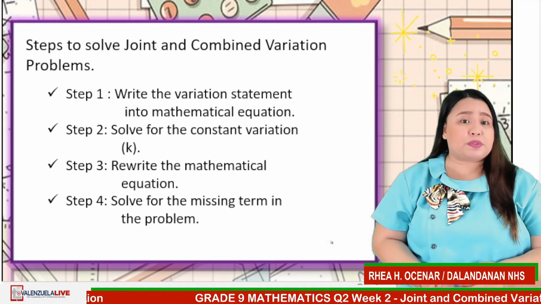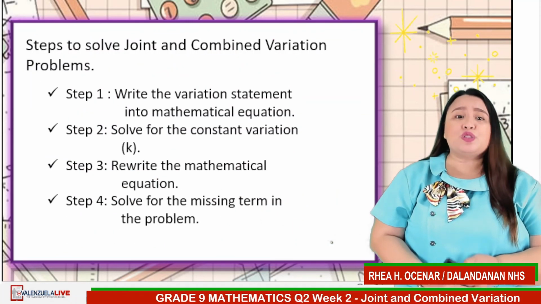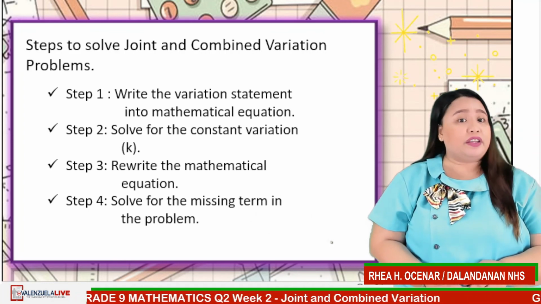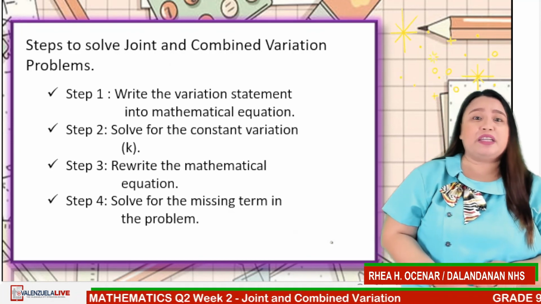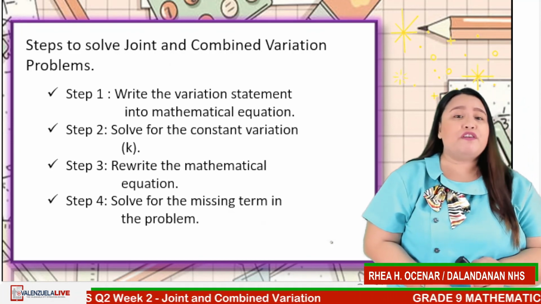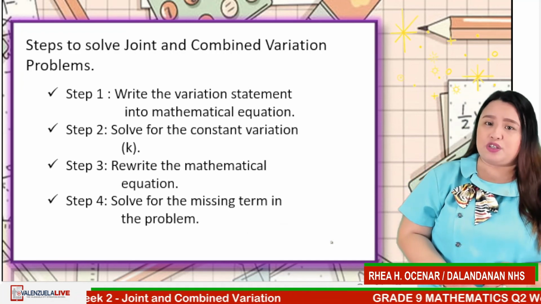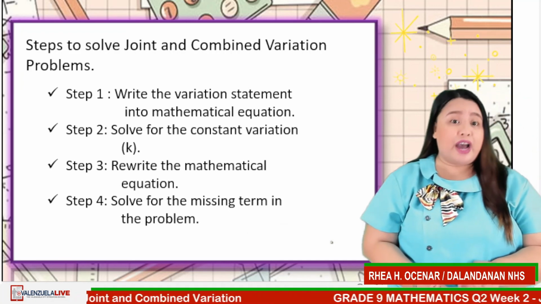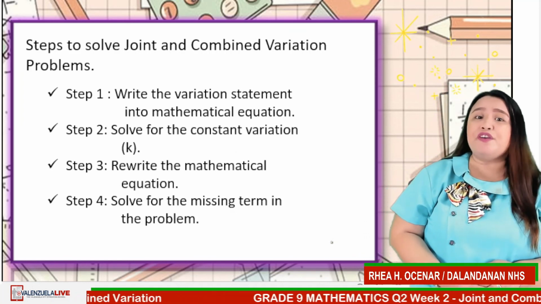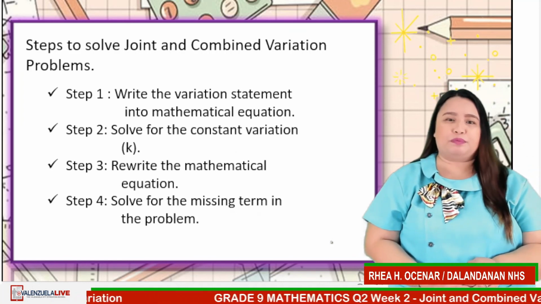We have steps that we can follow to solve joint and combined variations. Step 1, write the variation statement into a mathematical equation. Step 2, solve for the constant of variation. Step 3, rewrite the mathematical equation. And step 4, solve for the missing term in the problem.